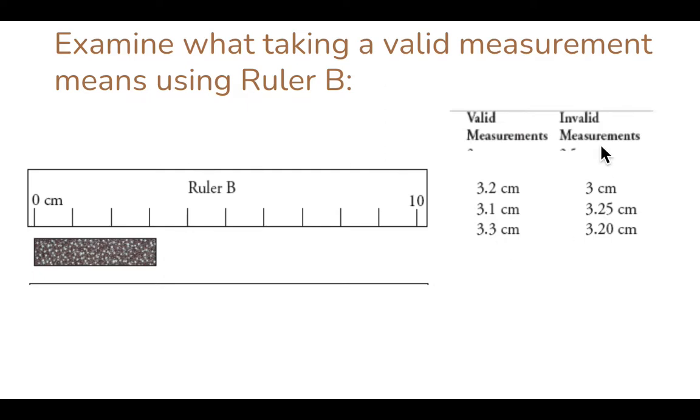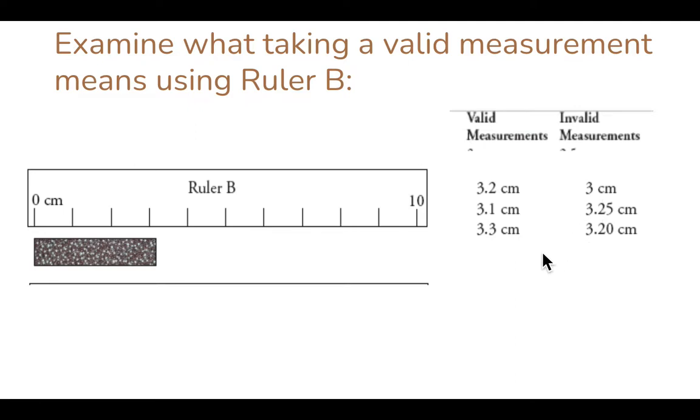Notice the invalid measurements. Now you can see this has gone too many digits. We don't have a mark at the tenths, so we can't go out to the hundredths. And this first one, what's wrong with that? Well, our measuring device is better than that. We can see that it's a little bit above 3. So we're not giving our measuring device credit if we just report that as 3 centimeters.